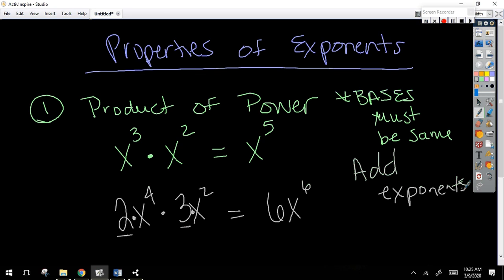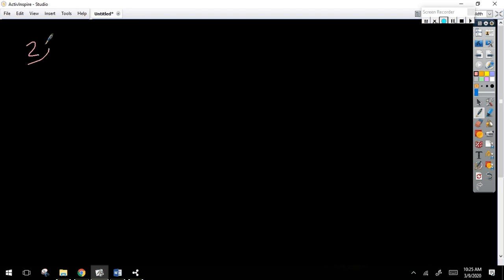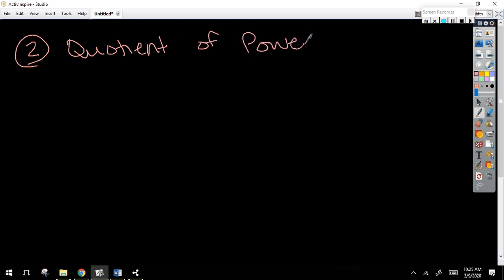All right. Property number 2. How many did I tell you there were? 7. If that is the product of powers, quotient of powers follows. And this just makes sense if you think about it. What is the opposite of multiplication? Division, right? So if I'm dividing, whenever I multiply with the same base, I do what? You add. So this time you subtract.